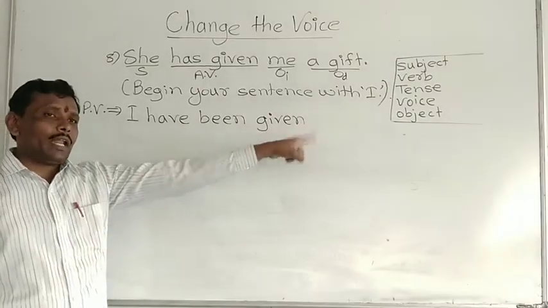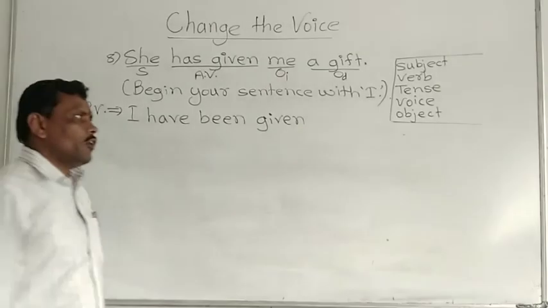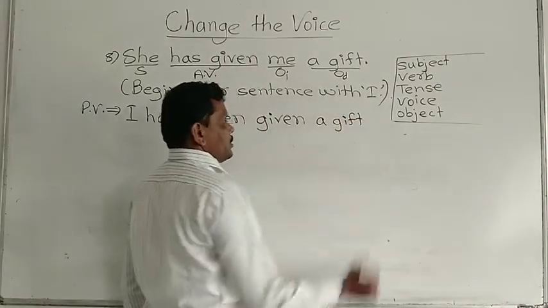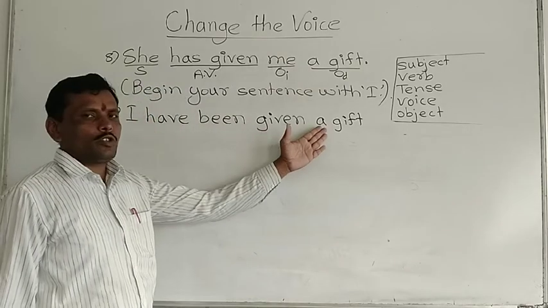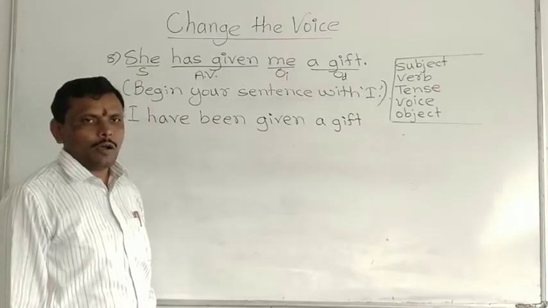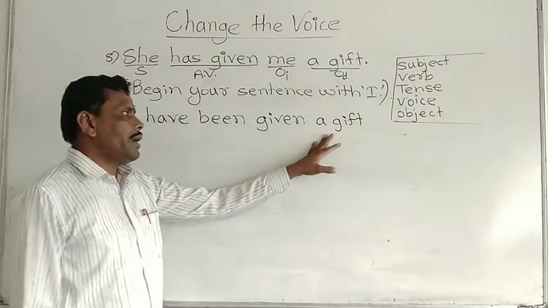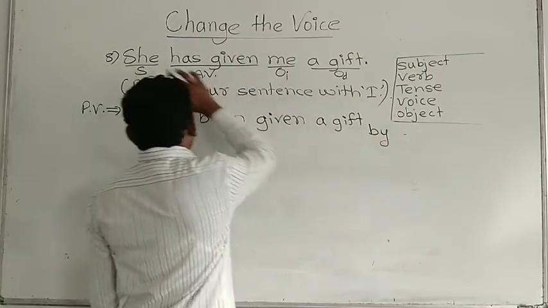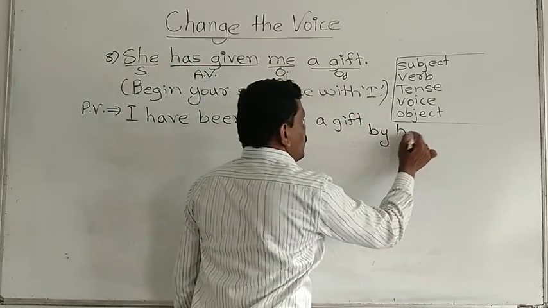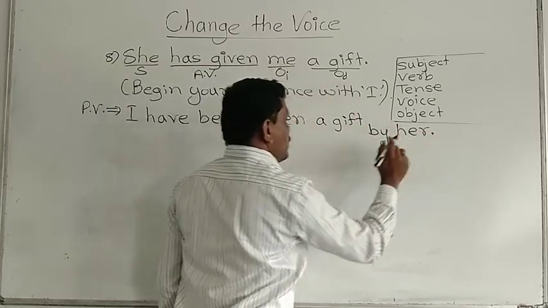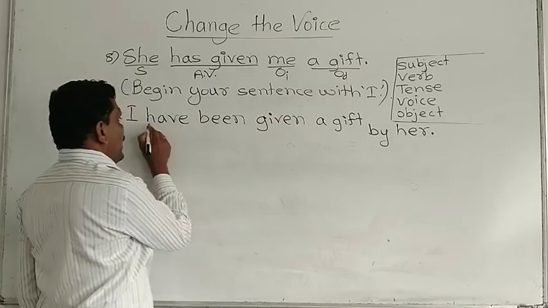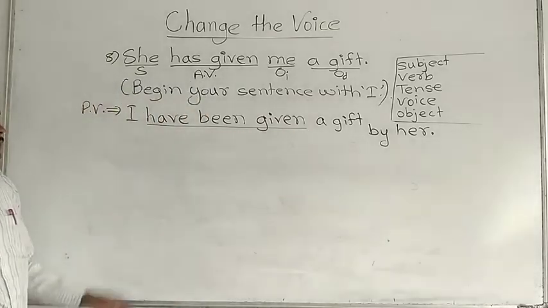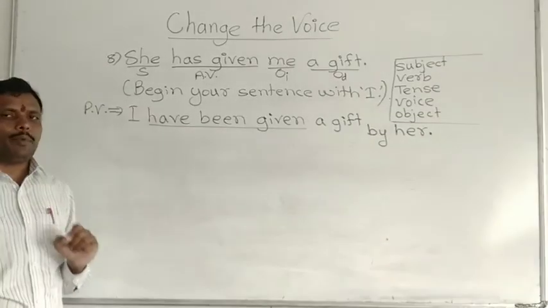Now the remaining object should be placed here. What is the remaining object? A gift. Right? The remaining object should be placed after the verb, a gift, and then we should use by, and she changes into her. This is the answer. Have plus been plus V3. This is passive voice. I have been given a gift by her.